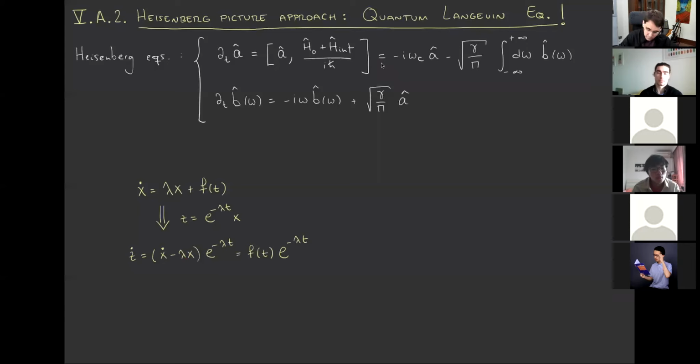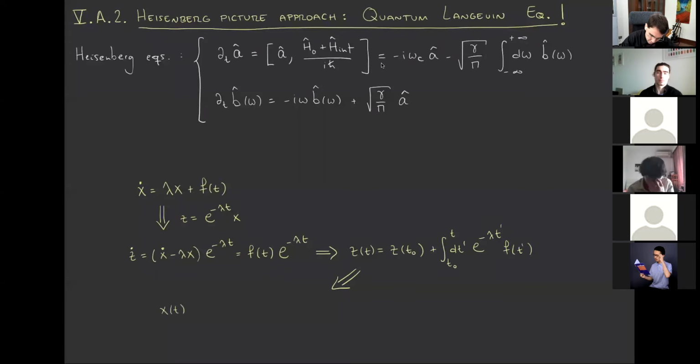Then this automatically means that the solution for zeta is just zeta at time 0 plus the integration from t0 to t. So whatever reference time we are taking, t0 initially, and then dt prime, and then the exponential of minus lambda t prime and f of t prime. Then now we simply come back to the original variable x, and we get the final solution of the equation.